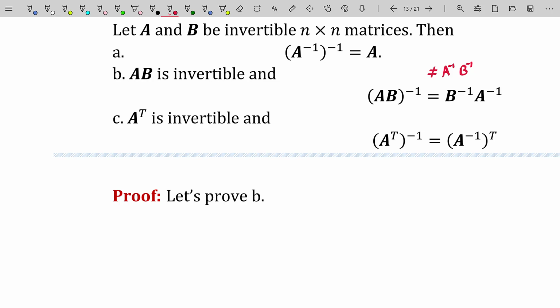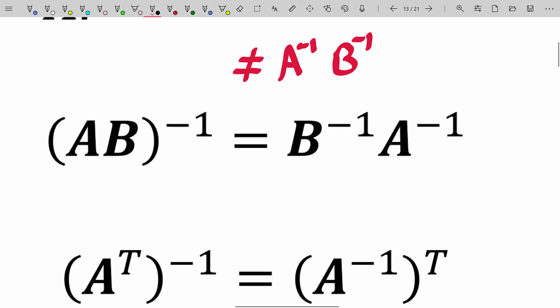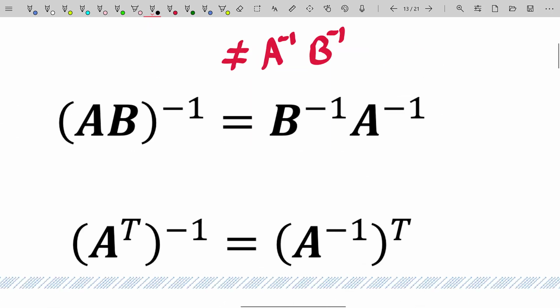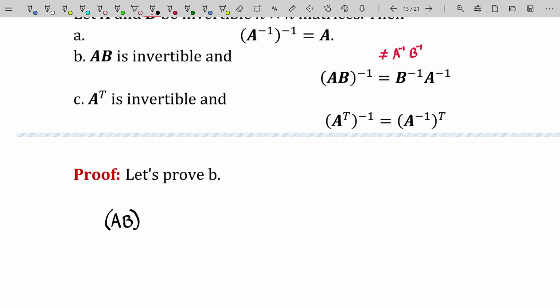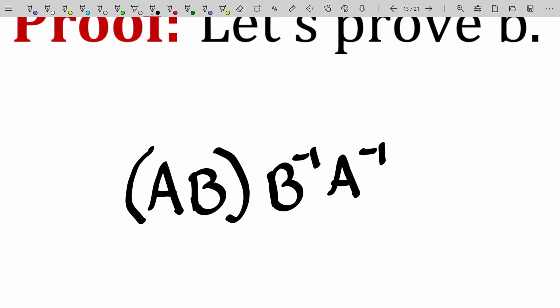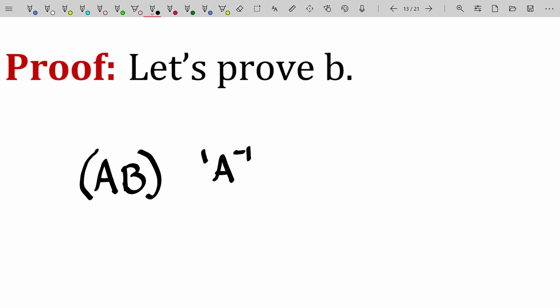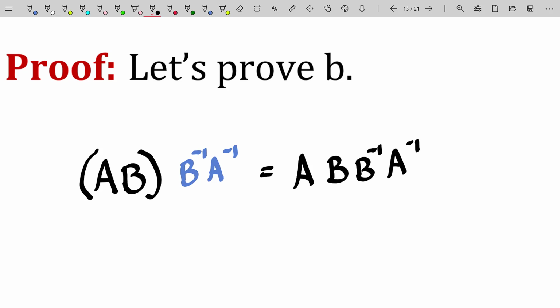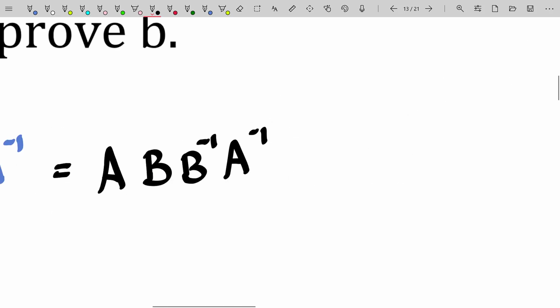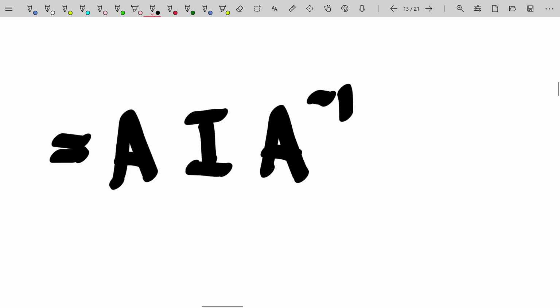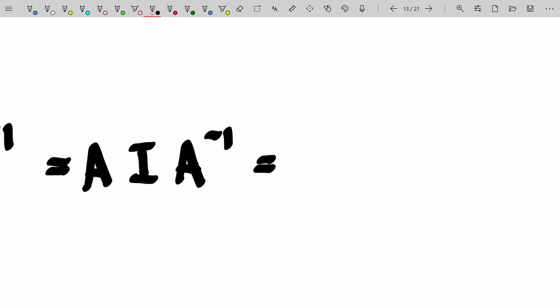So let's take a look at A times B. And we're claiming that the inverse of A times B is B inverse A inverse. So let's go ahead and write that down. I'm not assuming right now that B inverse A inverse is the actual inverse of the product of A and B. I'm just seeing what happens if I were to multiply AB times B inverse A inverse. In fact, let me use different colors. Well, then we know from matrix arithmetic that this is going to be A times B times B inverse times A inverse, but we know if B is invertible, then B times B inverse is the identity matrix. And the identity matrix times A is just A.